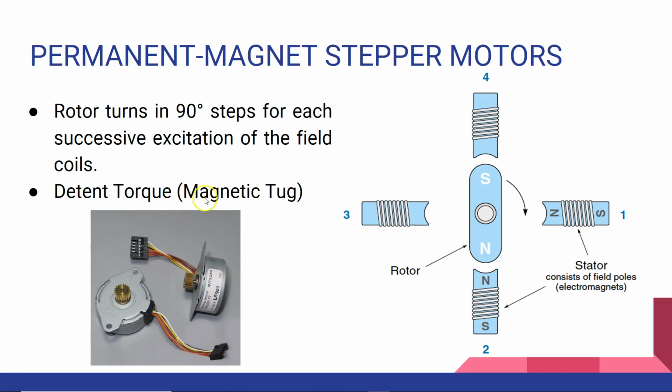This detent torque is a desirable property in many applications because it tends to hold the motor in the last position, which was step 2, even when all the power is removed.